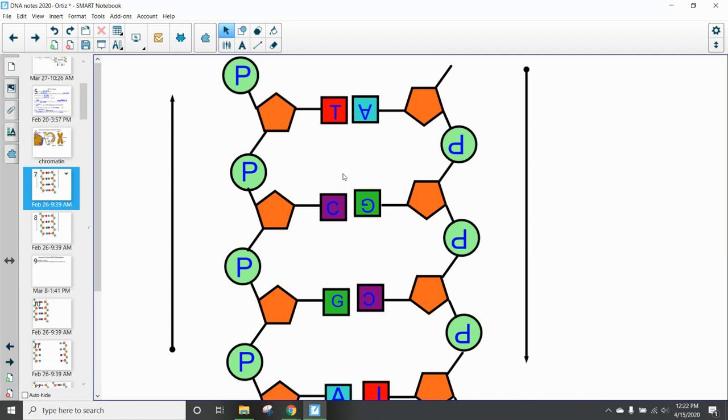Eventually, you're going to watch a video on how DNA makes a copy of itself, and you'll learn how this opens up and copies. That'll be coming next after this one.